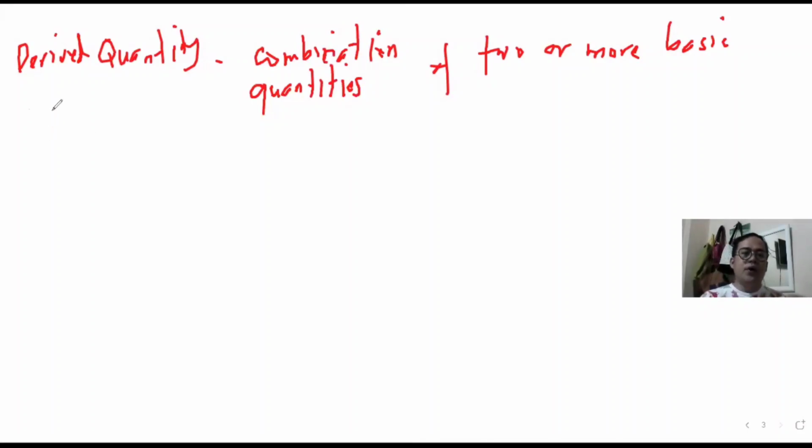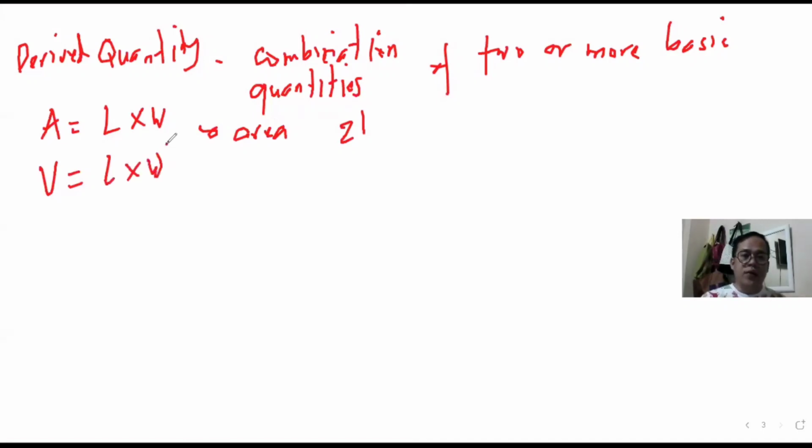For example, area is length times width. It is a combination of length and width, which is also a length. So area is a derived quantity. It's made up of 2 lengths, so 2L. Your volume is also an example of a derived quantity because it is made up of length times width times height. So your volume is made up of 3 lengths.